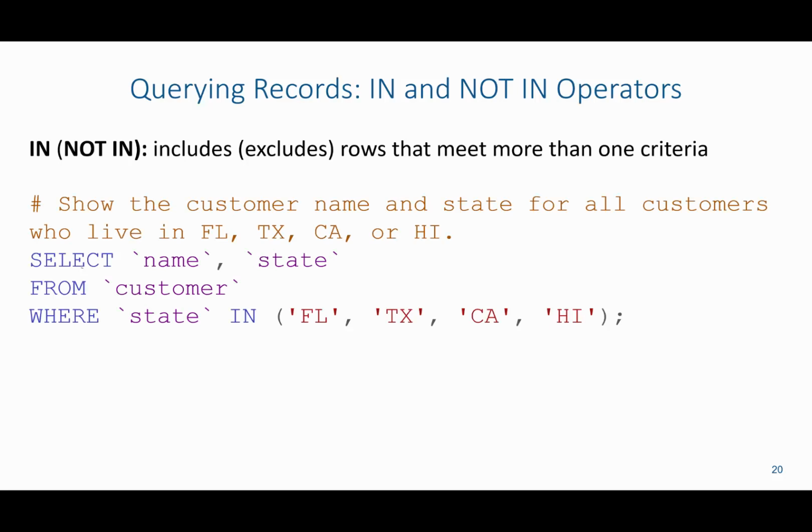So for example, if I wanted to show the customer name and state for all customers who live in Florida, Texas, California, or Hawaii, I'd say select name and state, because those are the columns I'm interested in, from customer, where the state is in, and then in between parentheses, I have a comma separated list of values that I'm interested in, such as Florida, Texas, California, and Hawaii.